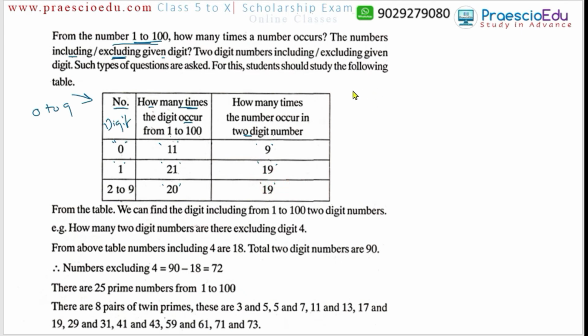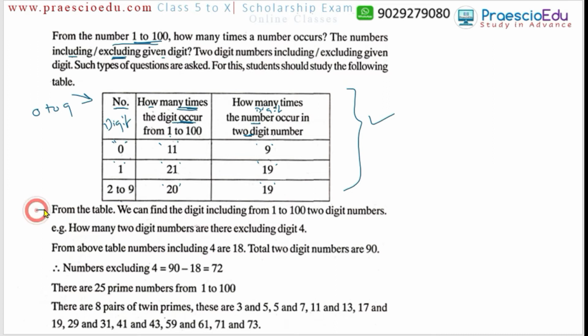I hope this table is very important and you have understood this one. Okay, again I'm repeating, how many times a digit occurs from 1 to 100, and how many times the digit occurs in two-digit numbers. Okay, the digit mentioned here, digit occurring in two-digit numbers, like this one, so that digit has to be counted.